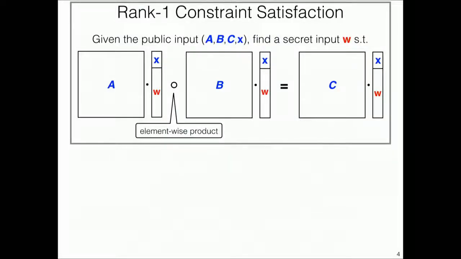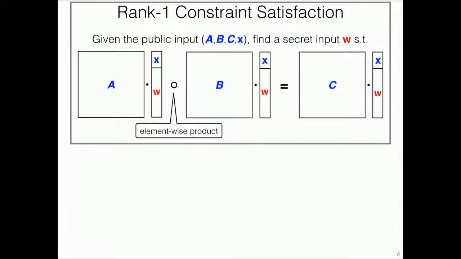The problem that you're trying to solve is, does there exist a secret input W such that if you take A and you multiply it by the vector XW, and you take B and you multiply it with the vector XW, and you take C and you multiply it with the vector XW, you get 3 vectors that are sort of coordinate-wise multiplications of one another, okay?